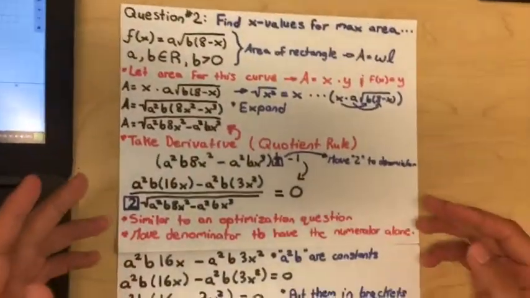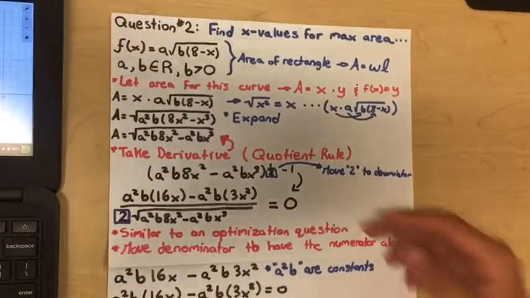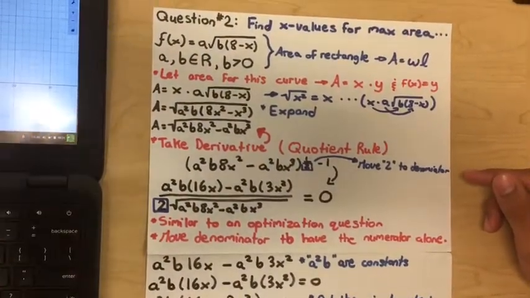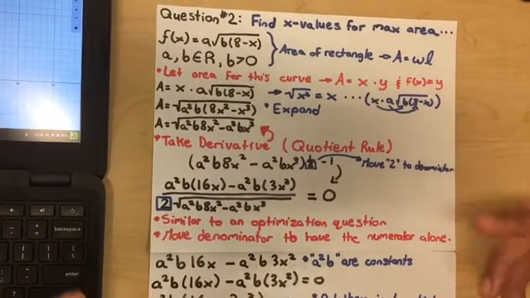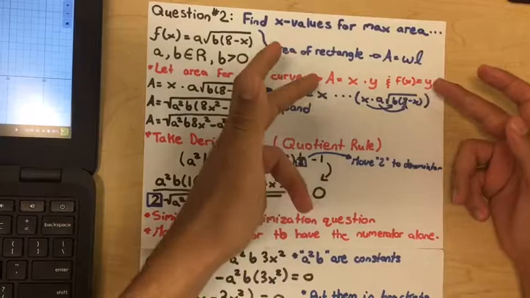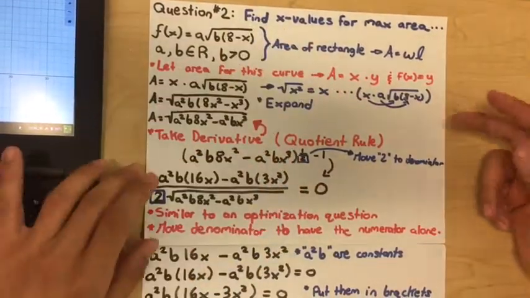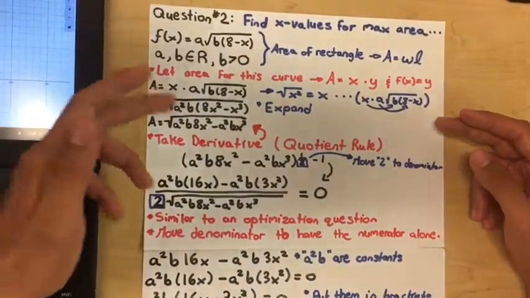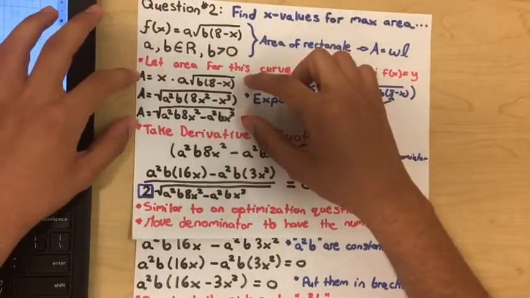Alright, so now for the second question, we had to find x values for a maximum area of a triangle, and we're given a parent function, which is right here, and we're also given the restrictions. So as we all know, the area of a rectangle is width times length. So pretty much to make it easier on myself, it was exactly the same thing as saying area is equal to x times y, and we're already given the function, or the y value. So I just subbed the y value into this area equation right here, and we got this right here.